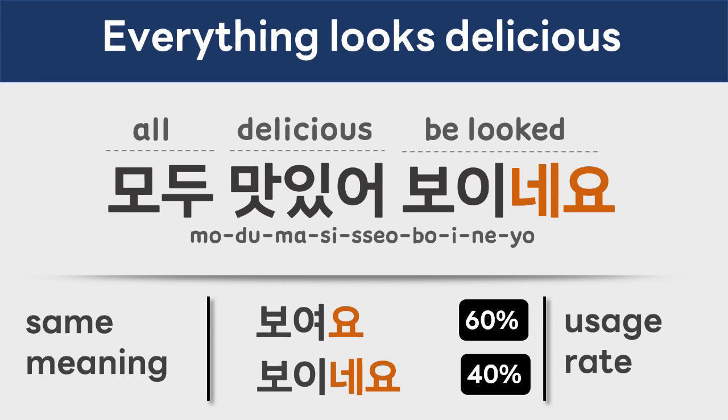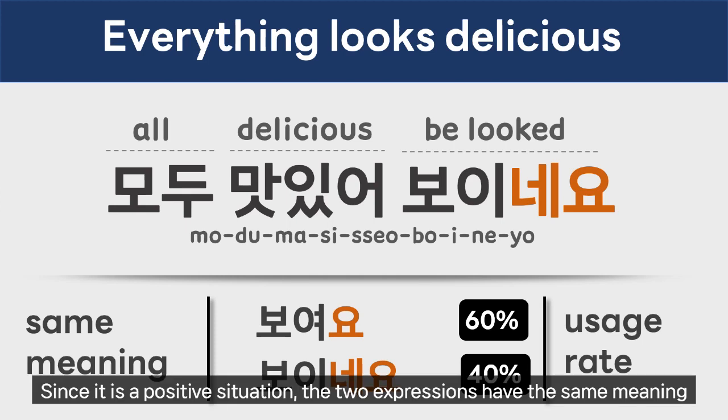Everything looks delicious. 모두 맛있어 보이네요. 보여요. 보이네요. Since it is a positive situation, the two expressions have the same meaning.